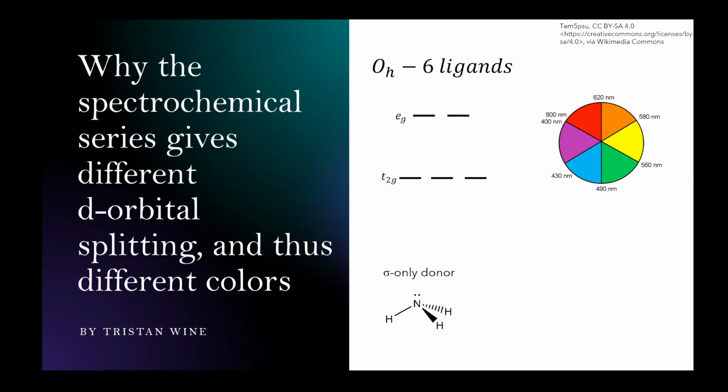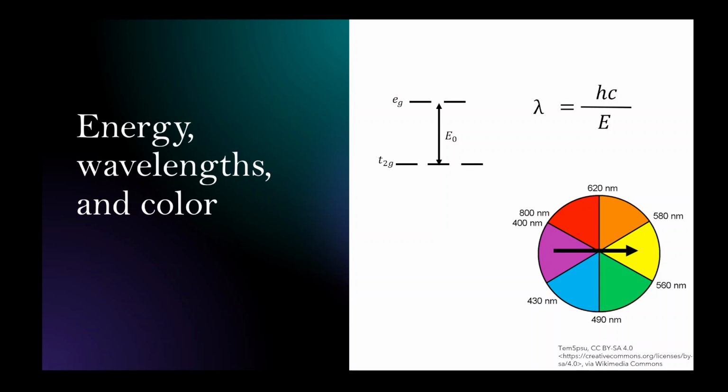Our basic case above is going to be our sigma-only donor, and what we're going to see is when we have pi donors or when we have pi acceptors, those T2g orbitals are going to move up and down, and that's going to change our colors. So the first thing we're going to take a look at is the relationship between energy, wavelength, and color.